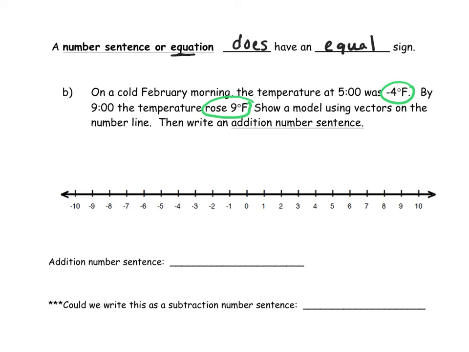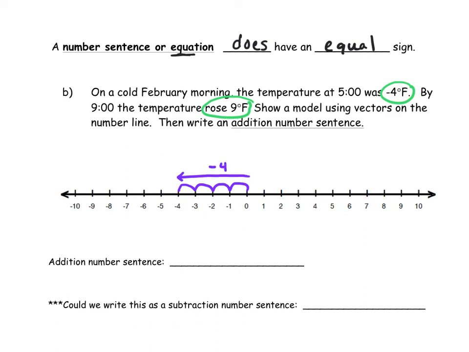They did ask us to write an addition expression, so let's see what this model looks like. We're going to start at 0 in the number line, and the first number I see is -4. So I'm going to go to the left 4 for -4. My vector would look like this. That's a model of -4.